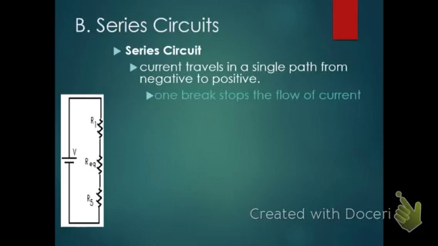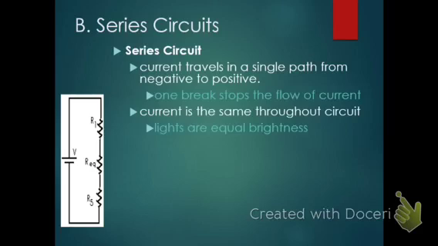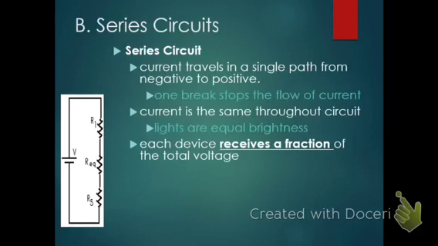So there are two types of circuits: series and parallel. In a series circuit, current travels in a single path from negative to positive, and one break stops the flow of electrons. So if you have, for example, in this one, a circuit that has three loads, if one of these is removed from the circuit, it stops the flow of electrons, and so everything will stop working.